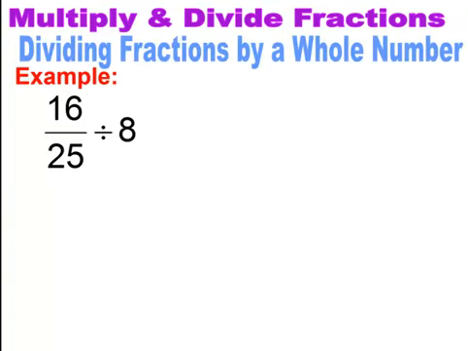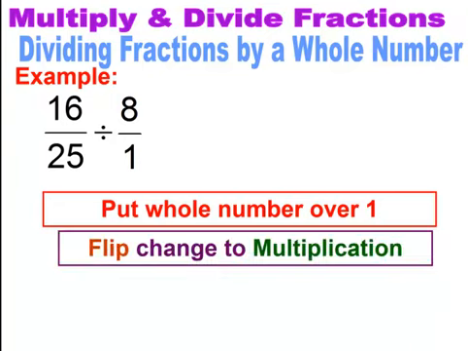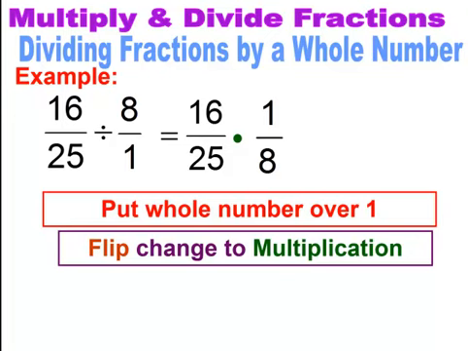This next example is when we have division of a fraction by a whole number. Whenever you're working with whole numbers, you want to make it a fraction. You want to work with fraction to fraction. So that whole number you're going to put over 1. Now you have fraction to fraction, and now we can work with the division problem. Remember, keep the first fraction, change it to multiplication, and get the reciprocal of the second fraction.